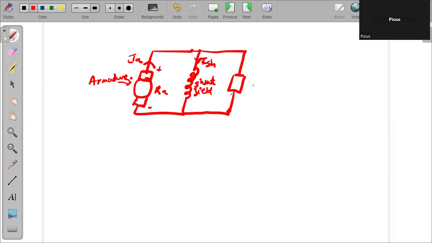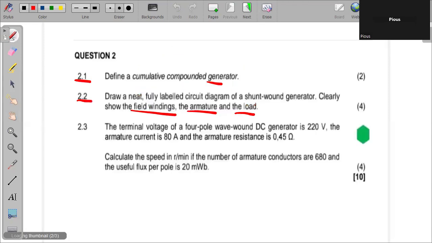And then we have the load. Right here at the end of the load, we can also indicate the terminal voltage this side. This is where the voltage is also lying. And of course, we label the current that is going to the load as IL. So that's basically the shunt field generator. Let's quickly go to the next question.